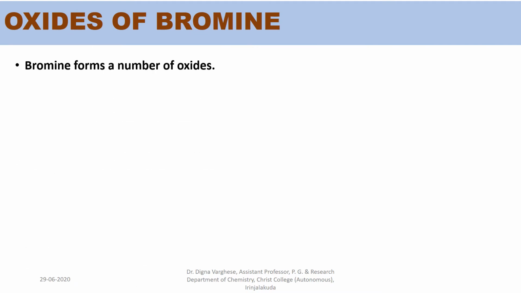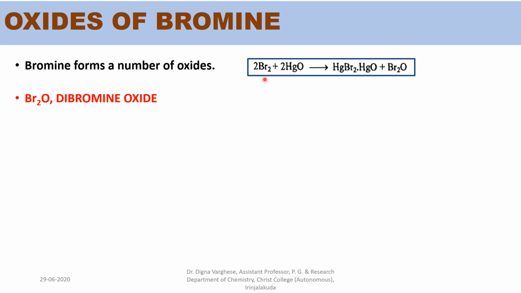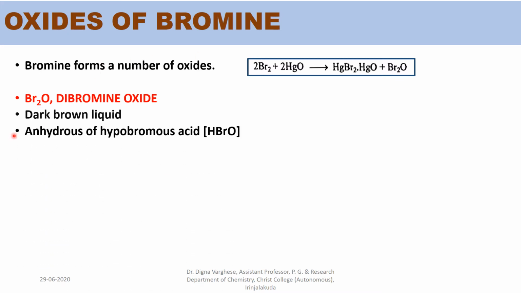Oxides of bromine. Bromine forms a number of oxides. First one is dibromine oxide, Br2O, its molecular formula, and it is prepared by dropping bromine over dry mercuric oxide and forms dibromine oxide. It is a dark brown liquid, and it is also known as the anhydride of hypobromous acid, that is HBrO. When HBrO is dehydrated, we will get dibromine oxide. Its structure is angular.